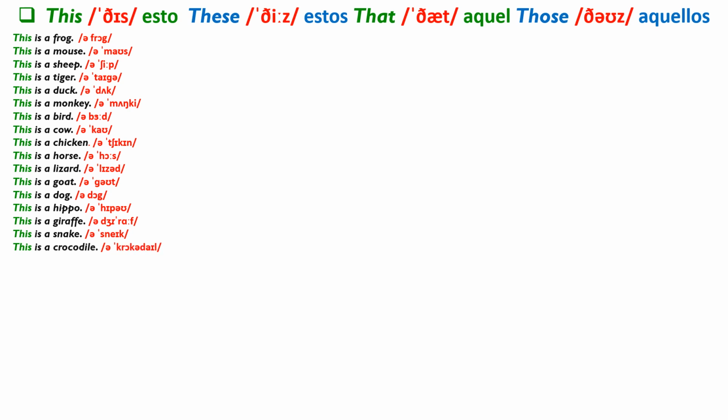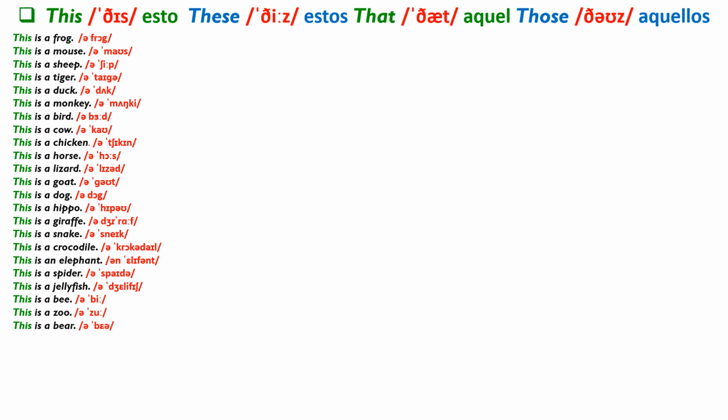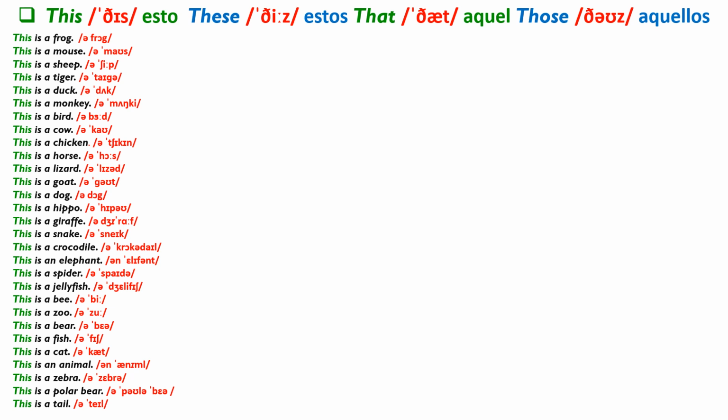This is a crocodile. This is an elephant. This is a spider. This is a jellyfish. This is a bee. This is a zoo. This is a bear. This is a fish. This is a cat. This is an animal. This is a zebra. This is a polar bear. This is a tail.